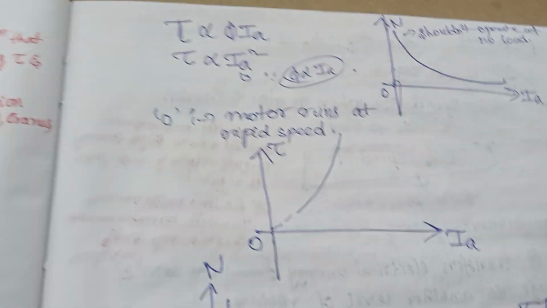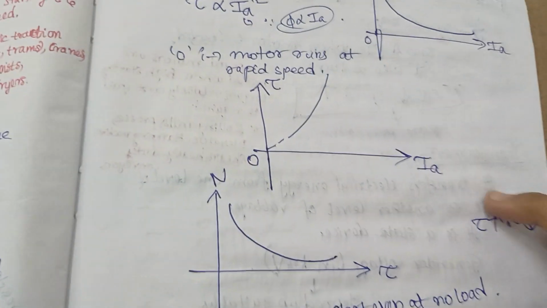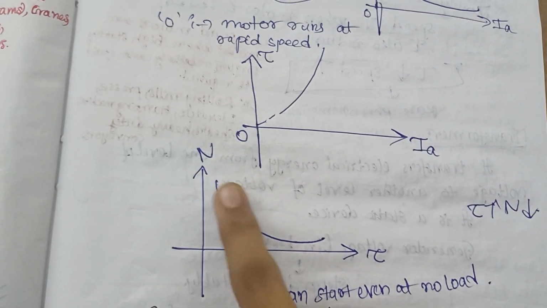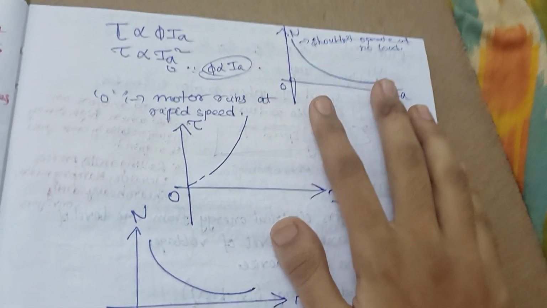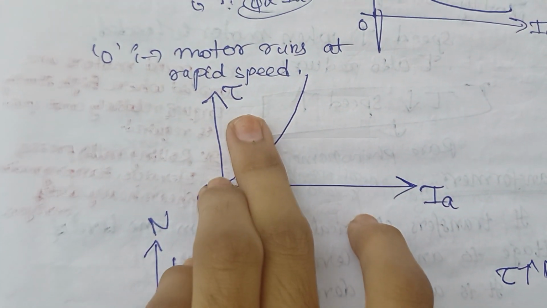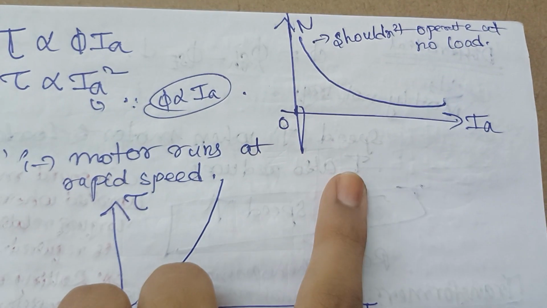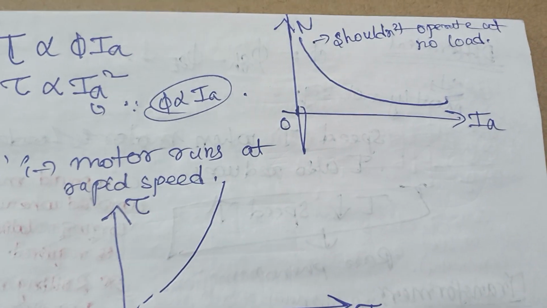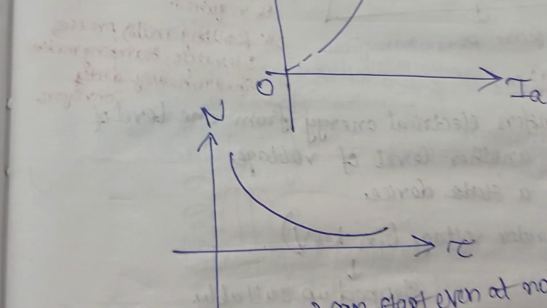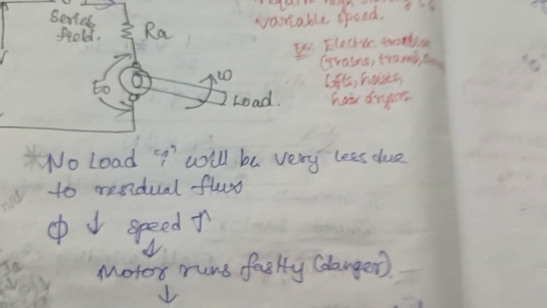And we know that N and torque are in inverse relation, right? So if your torque gets increased, then your N gets decreased, and that graph looks this way. Whatever graph you get for N and Ia, the same follows for N and torque. So this is the graph for torque and Ia, and this is for N and Ia. Since it should not operate without any load, your graph will be this way for N and Ia, and this way for N and torque. And this was all about your DC series motor.